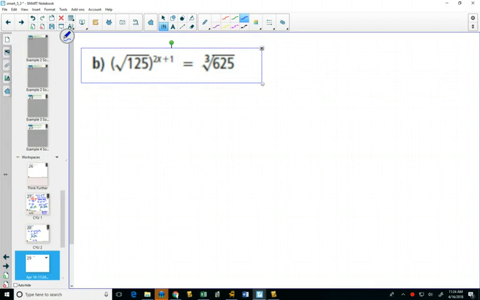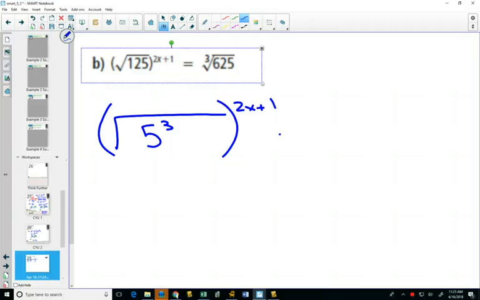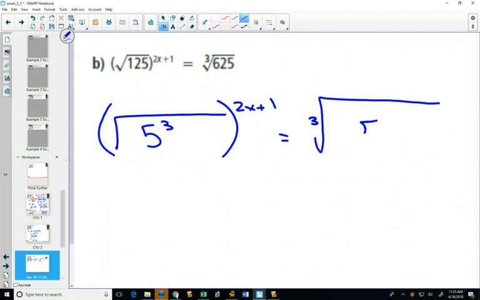Part B, looking at those numbers, 125 and 625. So the first thing you have to decide is how can we write these as the same base? 125 is 5 cubed. 625 is 5 to the power of 4.